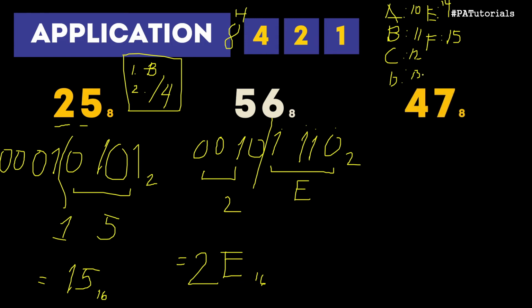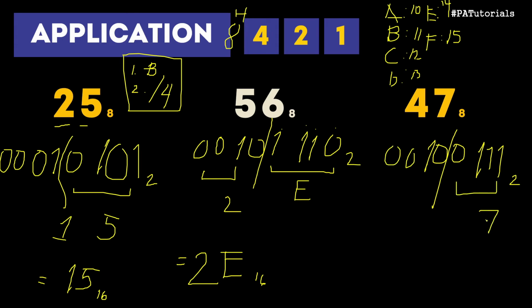Okay? Now, let's take a look at this example. We have here 47 base 8. Again, guys, i-convert natin to its binary format. That would be 1, 1, 1, and then this would be 1, 0, 0. 1, 2, 3, 4, and then 1, 2, 3, 4 ulit. So, in this case, this would be 7, and then in this case, this would be 2. Ang ating final answer would be 27 base 16.